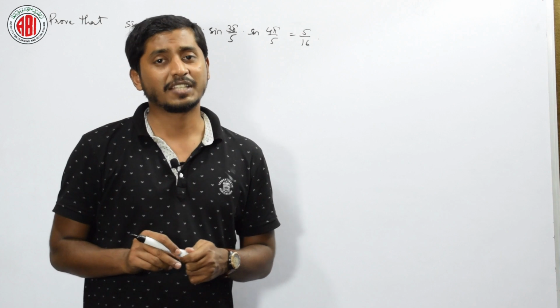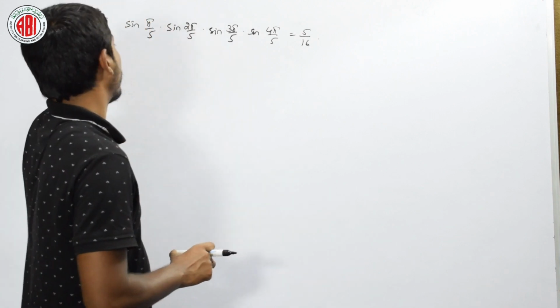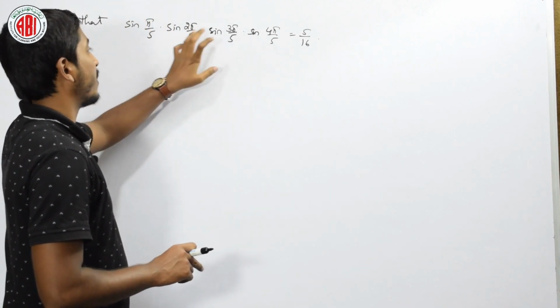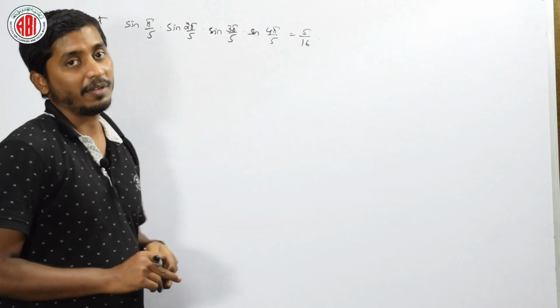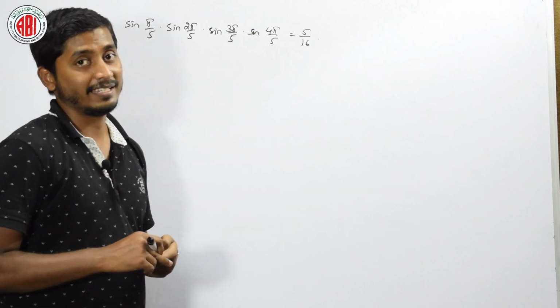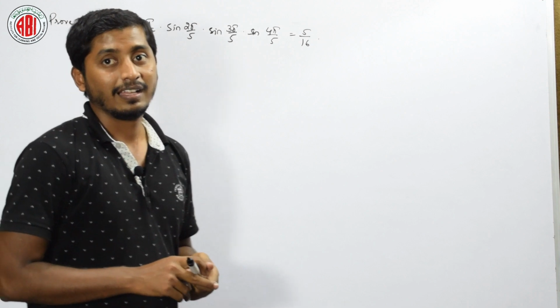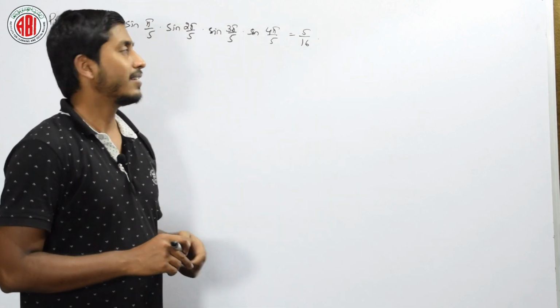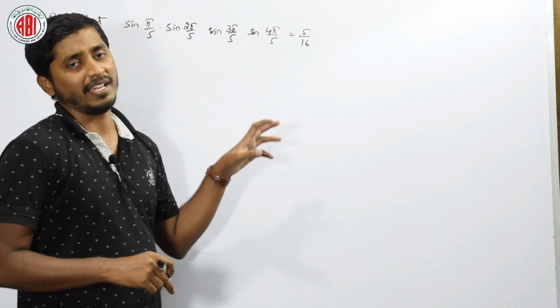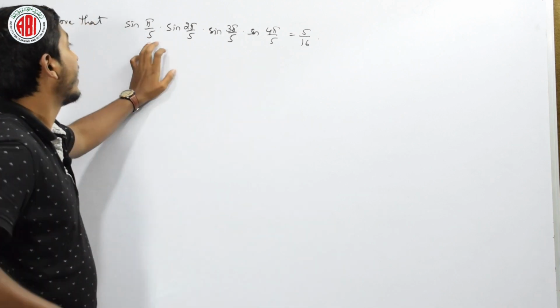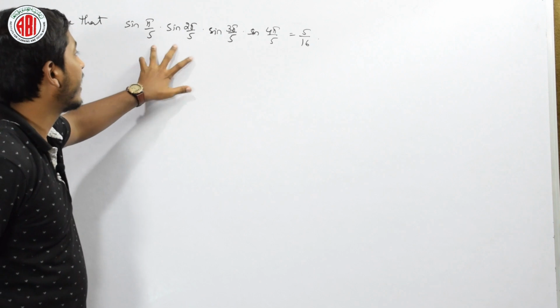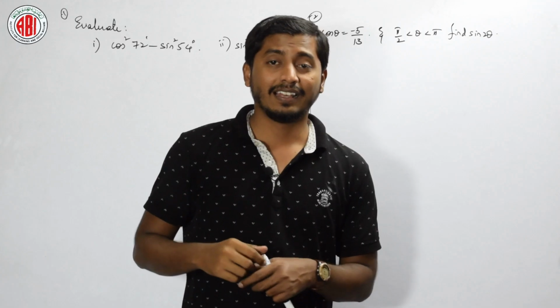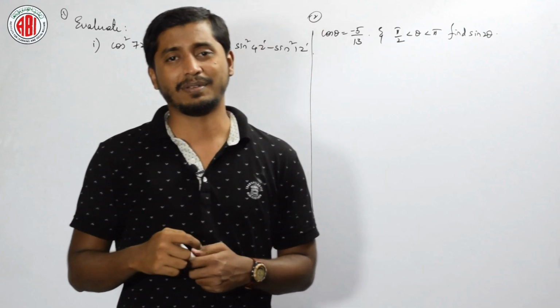See here, the next problem given here, he is asking us to prove that sin pi by 5, sin 2 pi by 5, 3 pi by 5 and 4 pi by 5 is 5 by 16. The same thing, we have to transform any one of the angles. How to do? Here it is pi by 5. Let us have a few example problems.